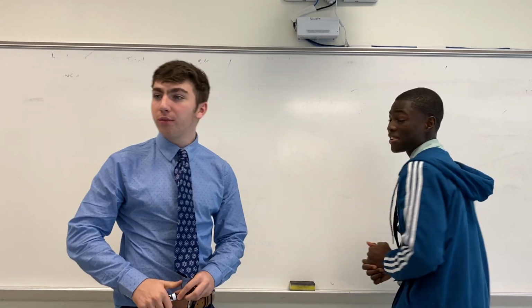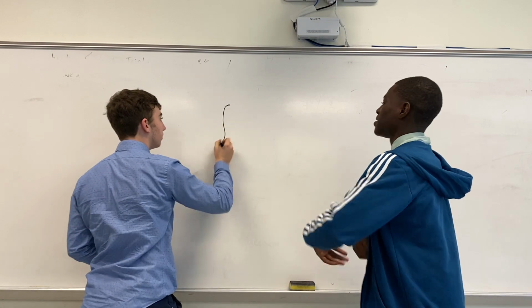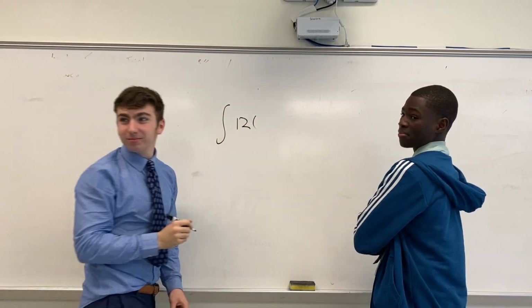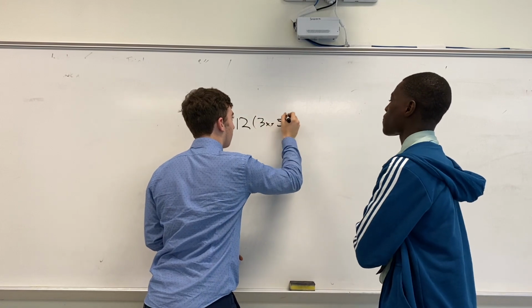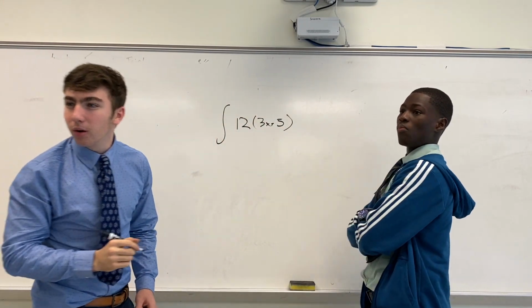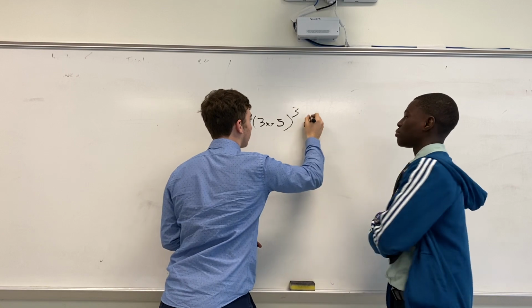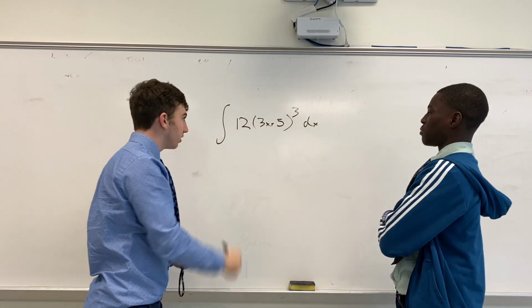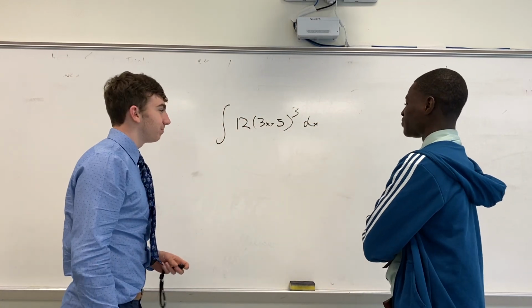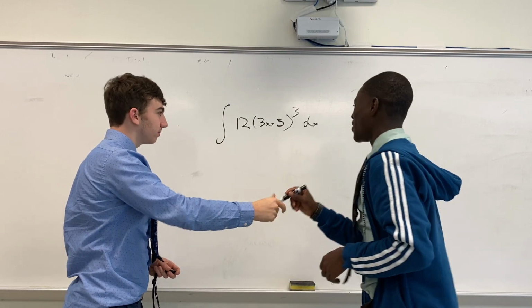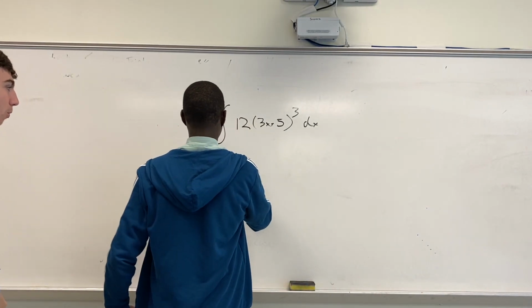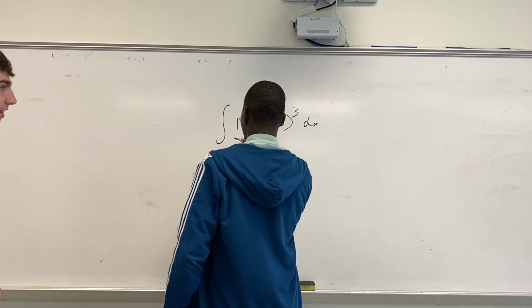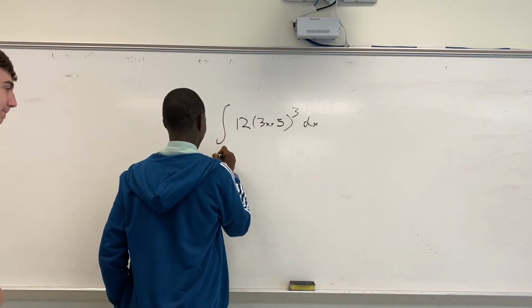So we're going to start off with the integral of 12 times (3x + 5) to the power of 3 dx. Do you have any idea what to do here? Well, I think what you first do is you define your u. Oh, well, just by inspection. Yes, this is by inspection, I think.